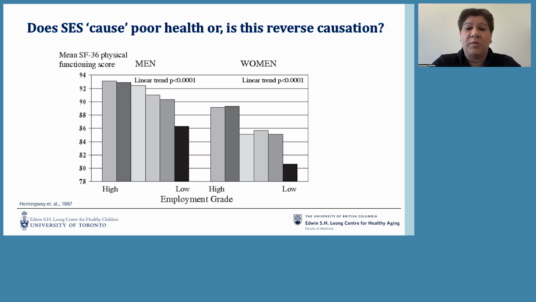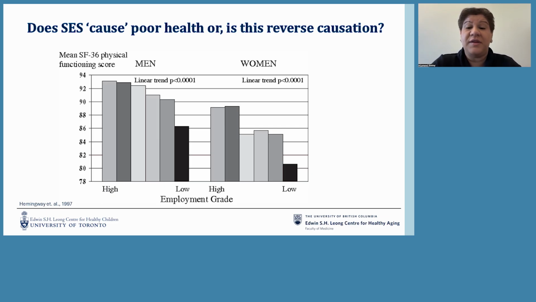And part of the problem was that a lot of the research that had been done used cross-sectional designs, meaning socioeconomic status and health outcomes had been measured at the same time or analyzed as if they had been measured at the same time. And so here's an example of a study in which the authors have looked at the relationship in men and women between your employment grade and how high functioning you are according to a measure called the SF-36, Short Form 36, physical functioning score.